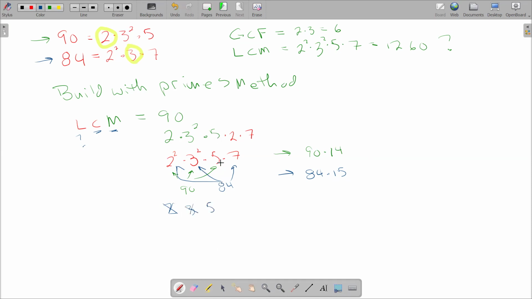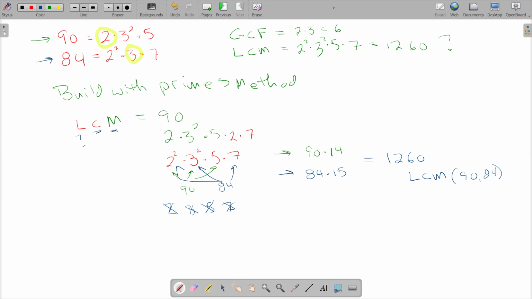And I pull a 5 out. There's only one 5. 90 says it needs it. Can't touch it. 7. There's only one 7. 84 says it needs it. So I can't touch any of those factors. If I get rid of any one of them, either 90 or 84 won't work as being a factor in the multiple. So it looks like 1260 is the lowest common multiple of 90 and 84, which coincidentally, like last time, turns out to be the stuff the GCF did not select.